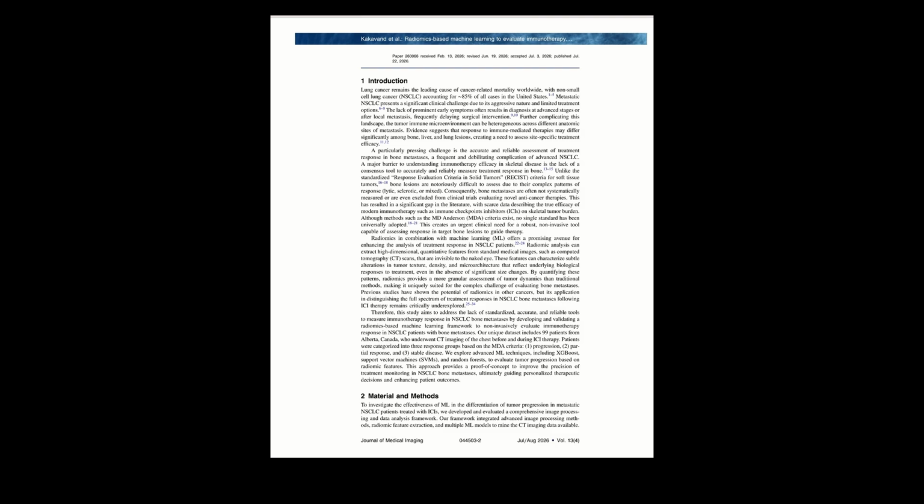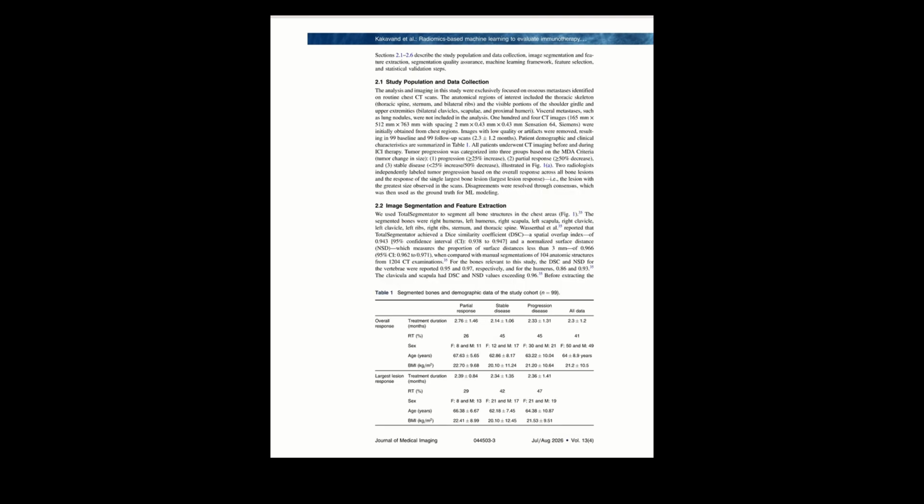So if human eyes and standard size-based criteria can't see these internal microchanges, how do they actually measure them? Well, the researchers essentially had to extract data that's already hiding in the images. They analyzed pre and post treatment chest CT scans from 99 patients. Okay. And first, they used an automated tool called TotalSegmentator to isolate just the bone structures. Oh, I see. So they cut out all the background anatomy, the soft tissue, all of that.